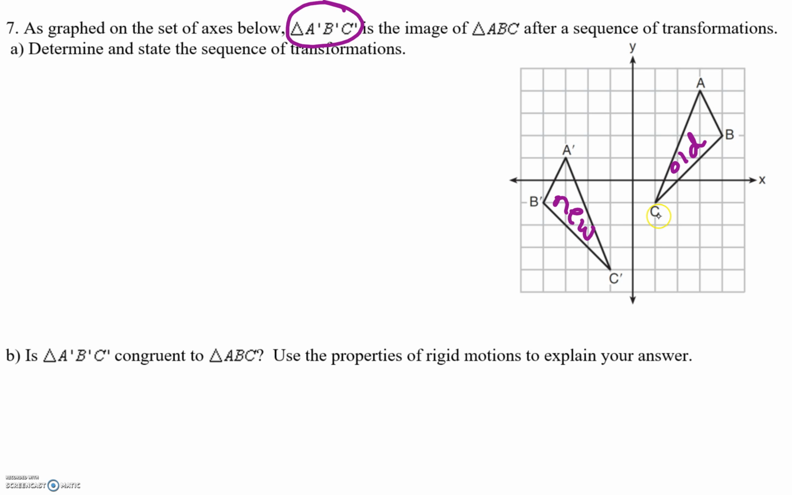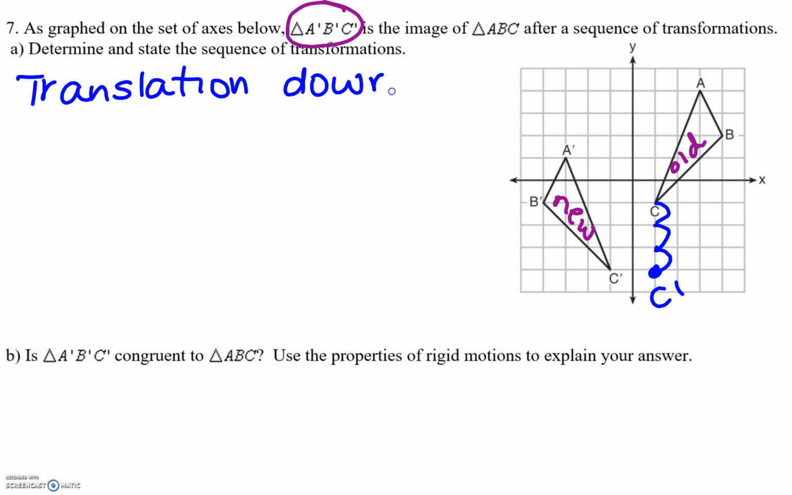So first, let's see the distance from C to C. So I want to say that it went down 3 units. So there was a translation down 3 units, which brings C here. It brings 1, 2, 3, B here. And then A is brought down 1, 2, 3 right here.